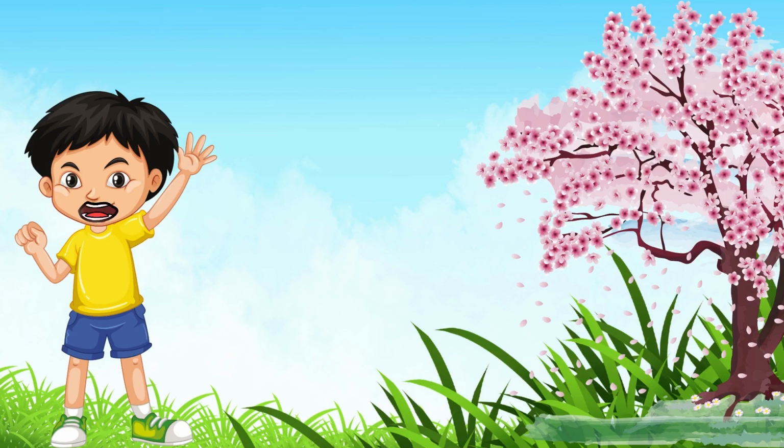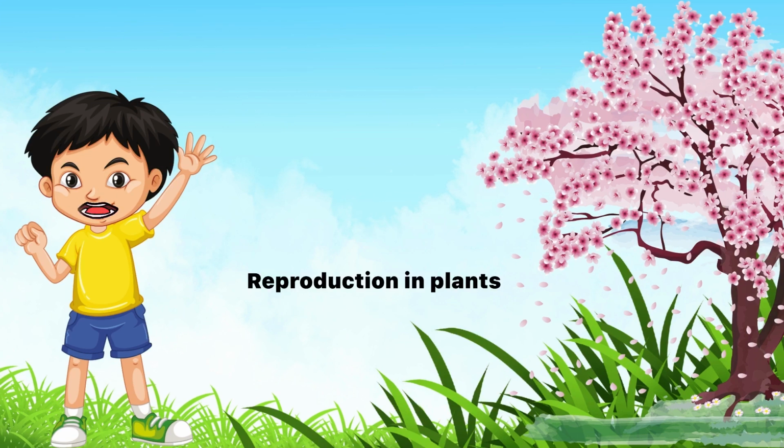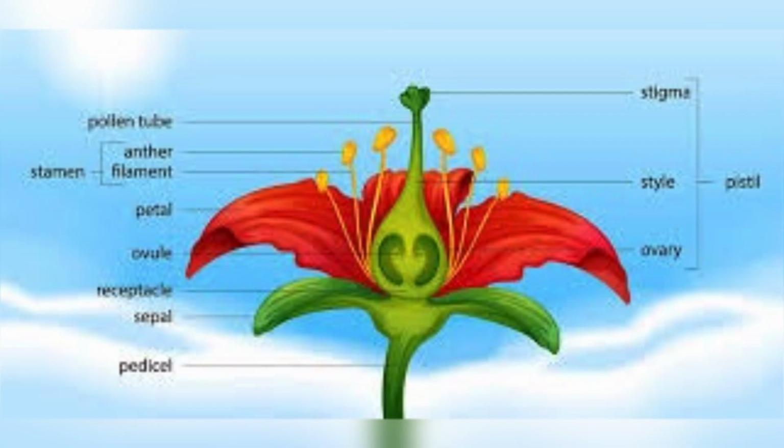See this blossom tree, it's very beautiful. Before that, we have to learn about flowers. Come on, let's learn about flowers. A flower is also known as the reproductive part of a plant. Typically, a flower has many parts.